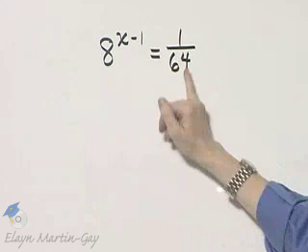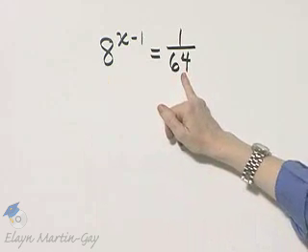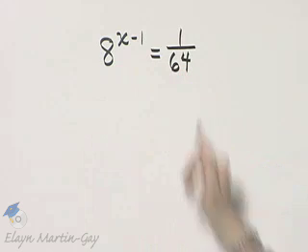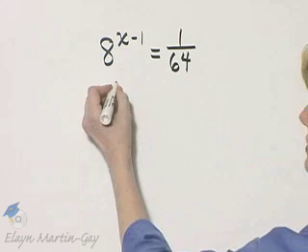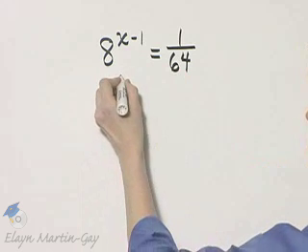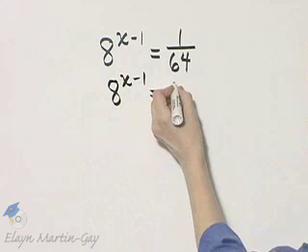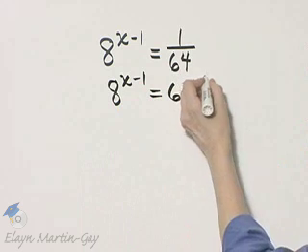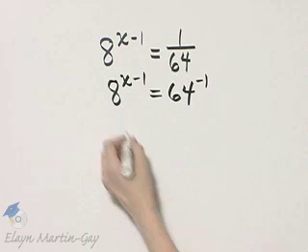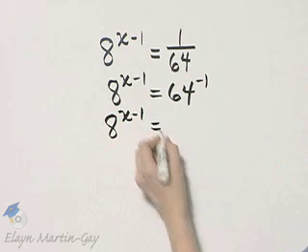Now notice I can write 1 over 64 as 8 raised to some power, so in this case we can make the bases the same. I'll leave this left side alone. That's 8 raised to a power of x minus 1 is equal to, now 1 over 64 is 64 to what power? It's 64 to the negative 1 power. And then let's continue. I'm just rewriting the left side.